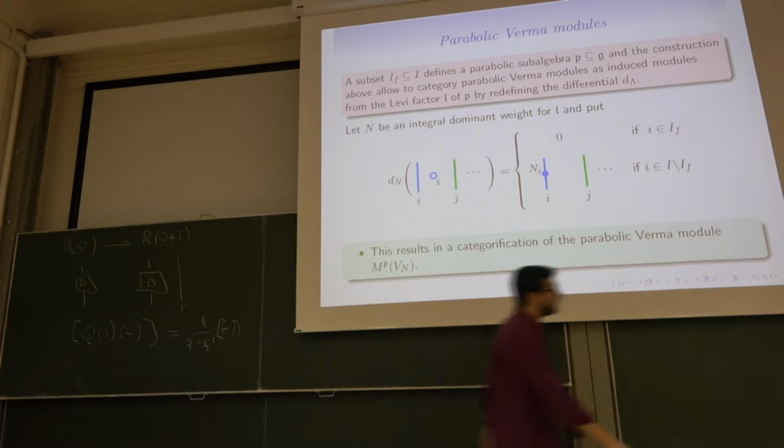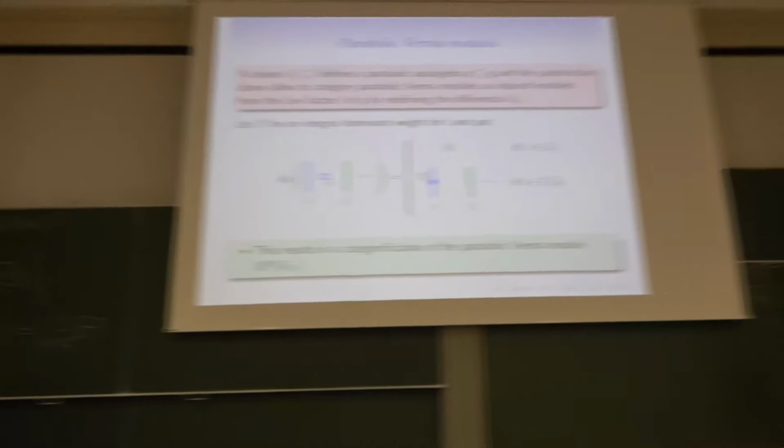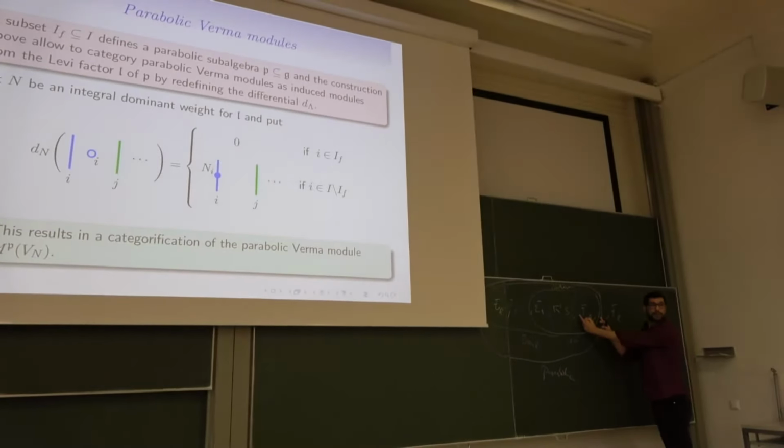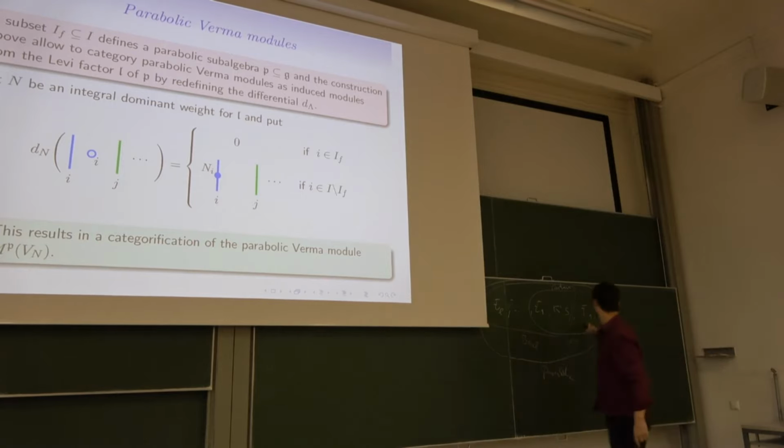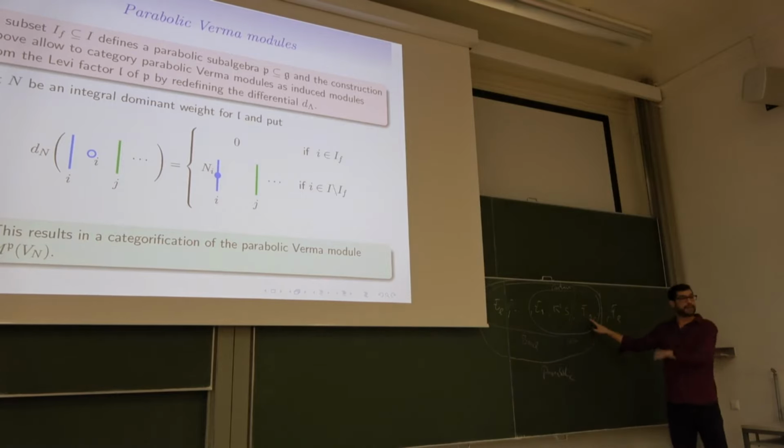Notice that when you induce, you have f's, directions that give you something finite dimensional, and then you have the other guys that will connect forever and give infinite dimensional tails. So these are the guys you want to make disappear with a differential.